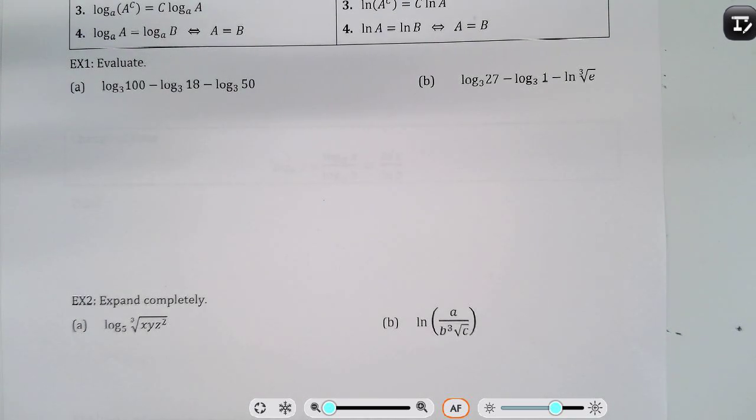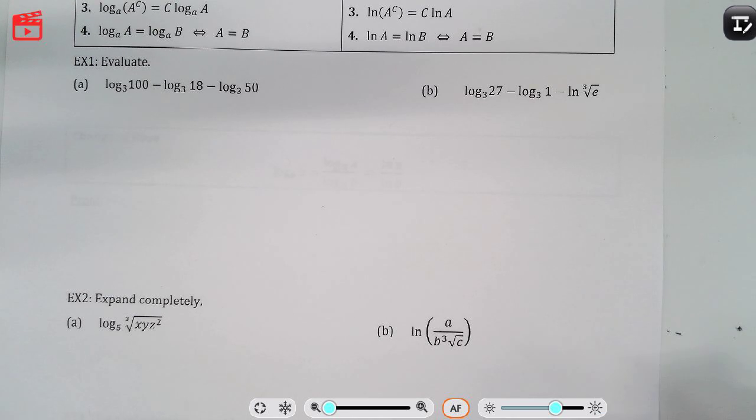All right, so example 1, we're told to evaluate. Evaluate is not necessarily solving, because notice we don't have any equal sign, so it's not an equation. Evaluate, we're just trying to find the answer.